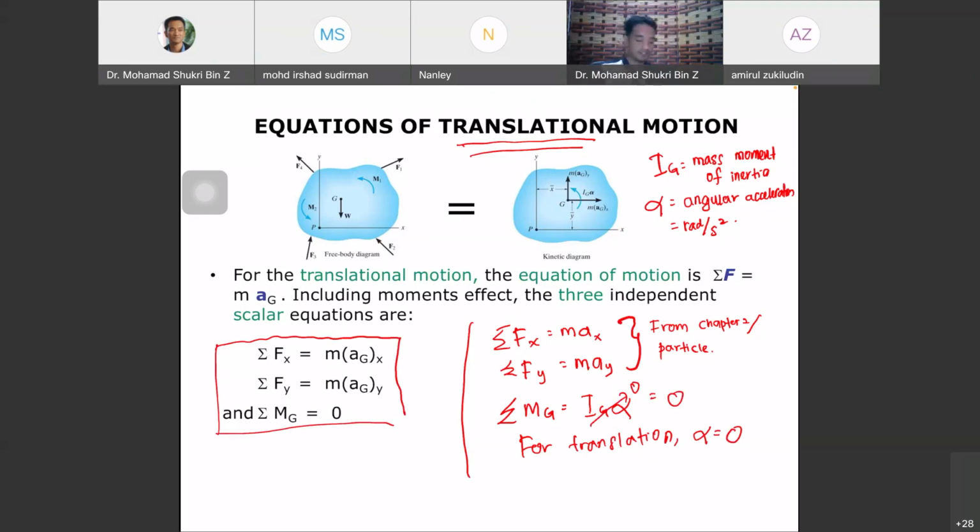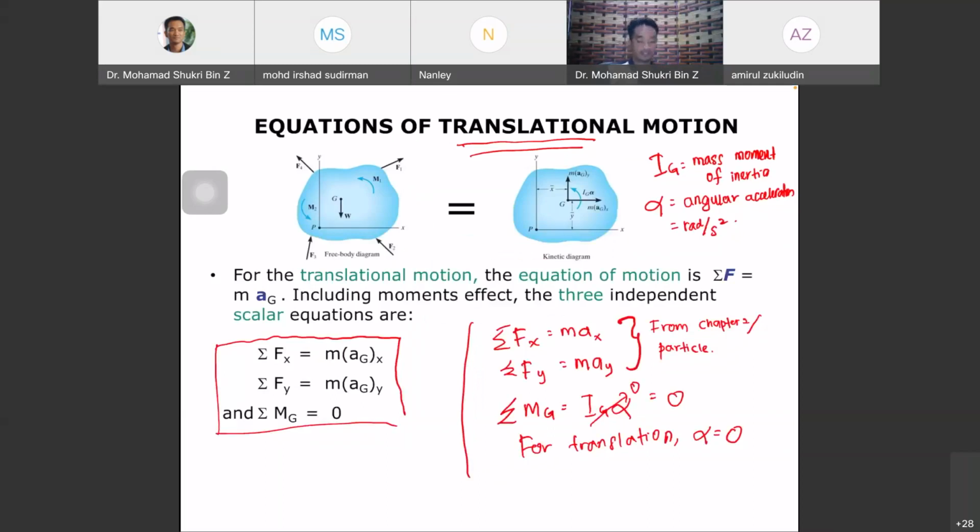Summation of Fx is equals to mass times acceleration at point G. A is acceleration, G is point G lah. So itu kita kena dapatkan lah.